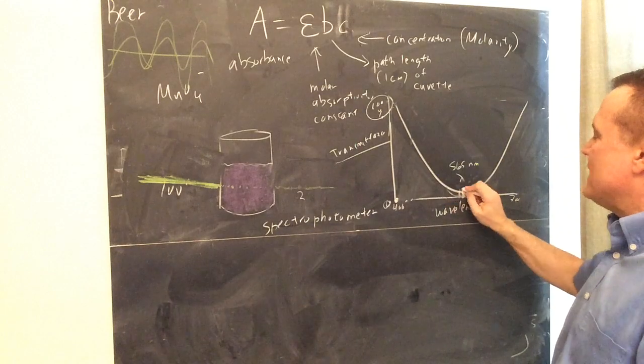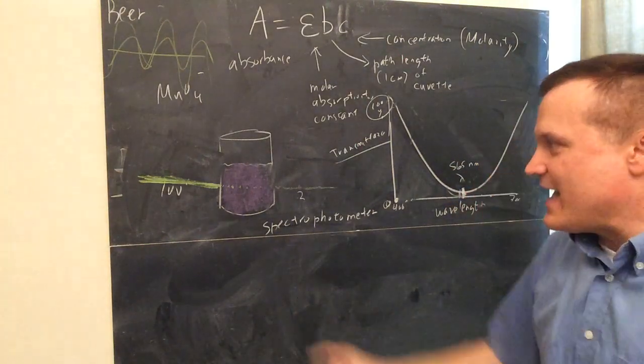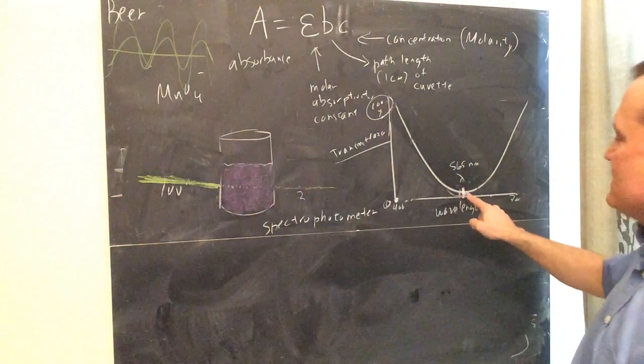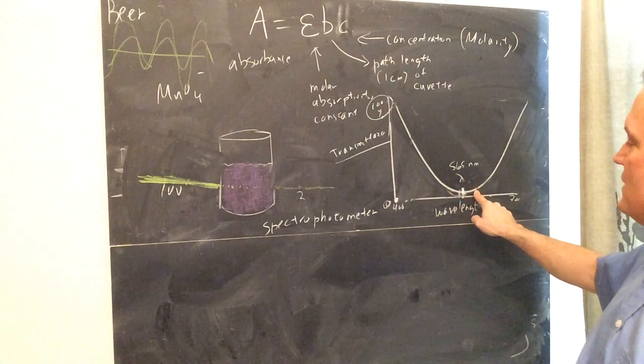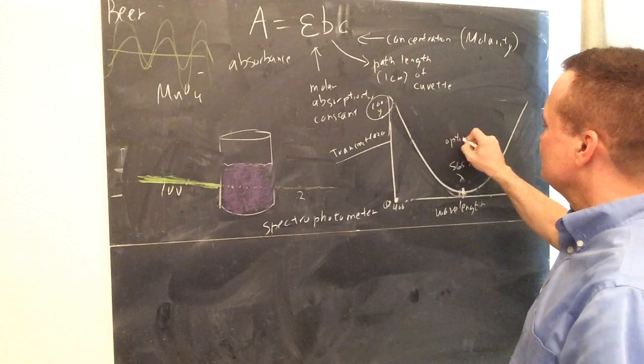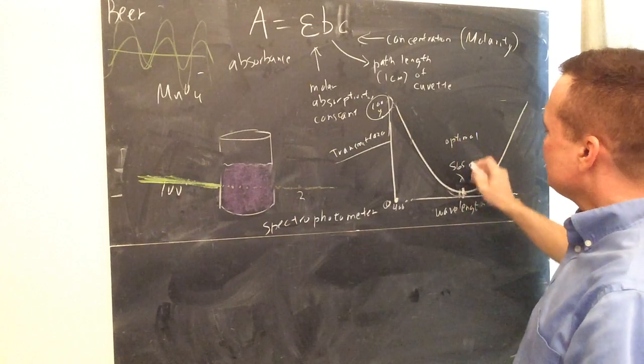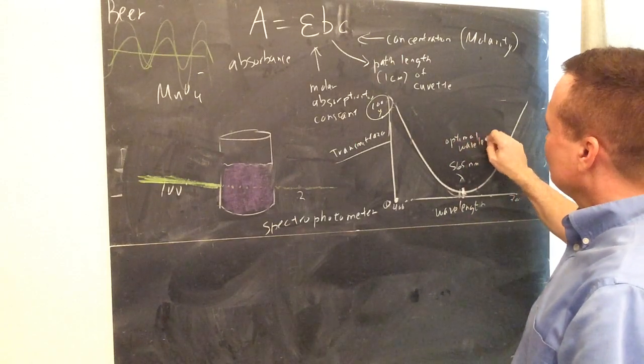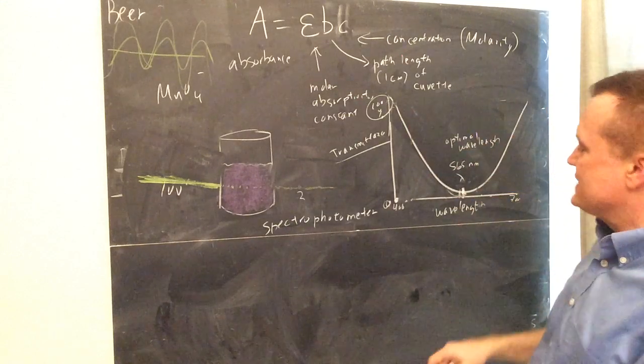So you can see, now here's another neat thing. You don't have to have only green light in this lab. You could use a different color if you wanted to, but that's just the best one. This is the optimal wavelength. The optimal wavelength would be the one that's the lowest on the transmittance.